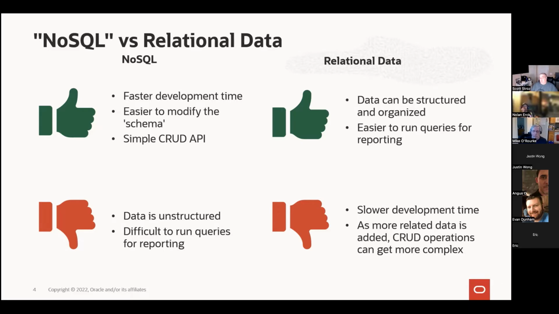It's also easier to run queries for reporting. If you have nicely structured data and things stored in tables where they're related properly and you have foreign keys, it's easier to run queries if you need aggregates or other types of reports for the data. Some of the cons is there's a slower development time, depending on how big your team is or whether or not you have a centralized or decentralized database.